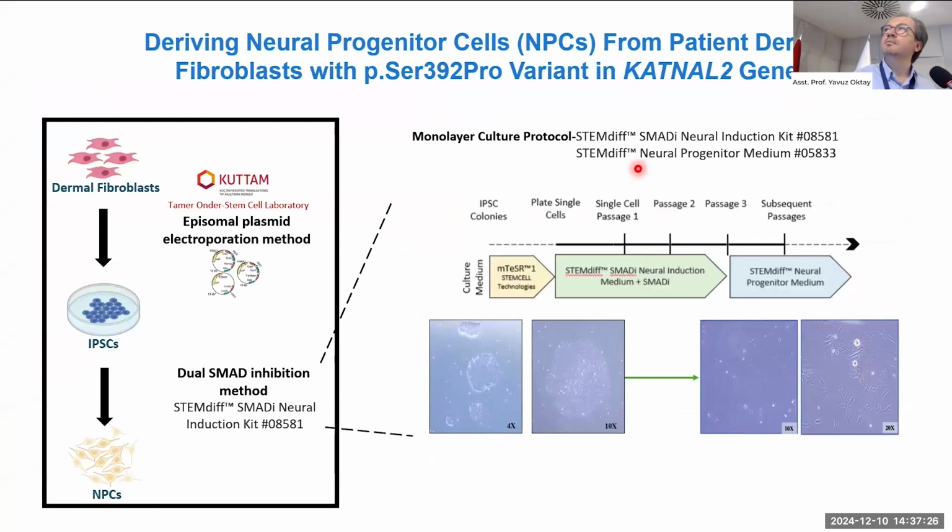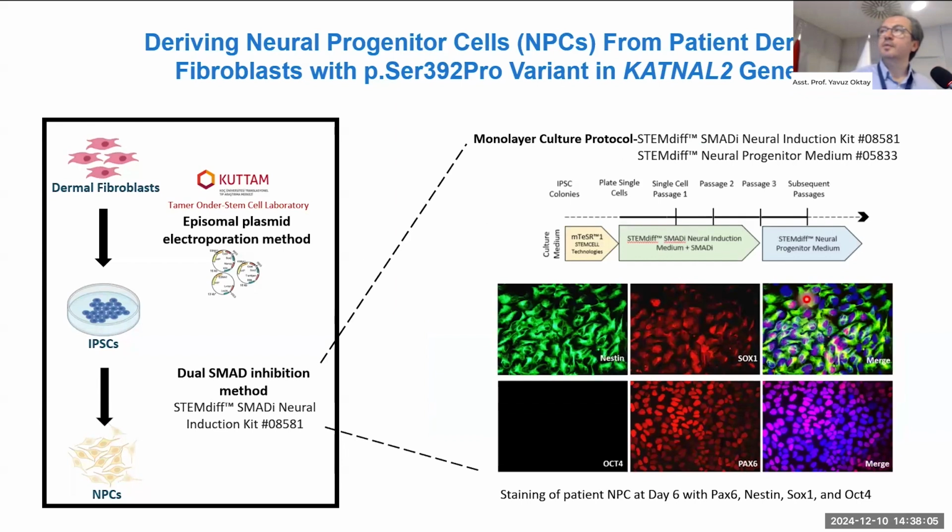We used a very commonly used commercial kit, STEMdiff. So it's a SMAD inhibitor neural induction kit and a neural progenitor medium. Basically, this kit uses a dual SMAD inhibition approach to inhibit differentiation in certain lineages and directs them towards neurogenic fate, and this is how colonies look through these differentiation stages.